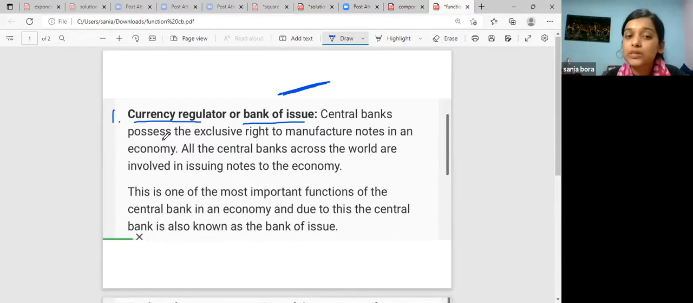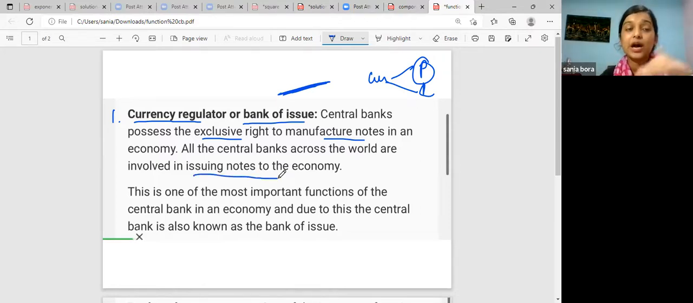So the central bank possesses the exclusive right to manufacture notes, meaning nobody else can. Manufacture notes means to produce. Currency is of two types: paper currency and coins. Only paper currency is issued and regulated by the central bank, not coins. All the central banks across the world are involved in issuing notes to the economy. No matter whether you are in India, Australia or Saudi Arabia, the only authority issuing the note is the central bank. In India, it's the RBI. In other countries the name may be different, but the central bank is the central bank.